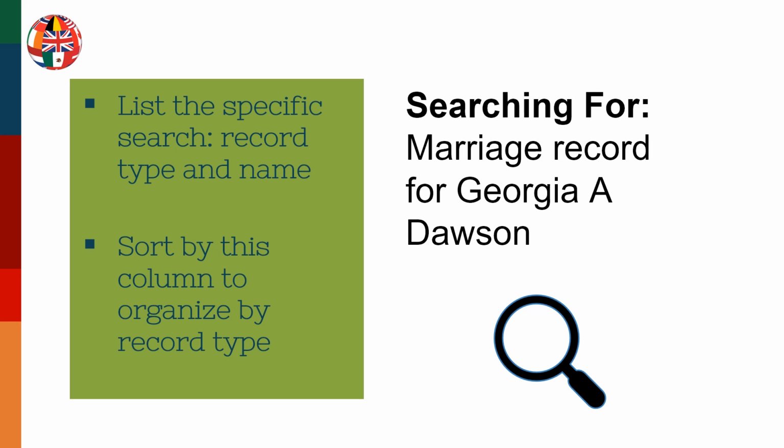The searching for column lets you know exactly what you are looking for. List the specific search, the record type, and name. If you start with the record type, such as marriage record, census record, probate record, land record, etc. Then when you sort by this column in a spreadsheet, you can organize by record type. You'll be able to group all of your searches for probate together, all of your searches for the census together. And this can help you as you're looking at a glance to see what you have found and where you have looked.